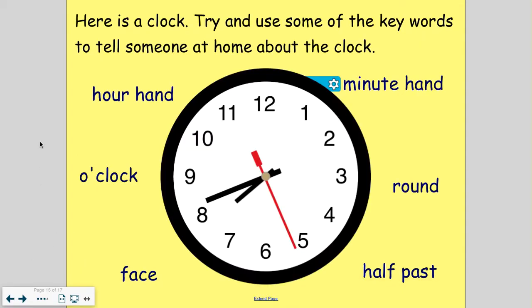On my screen, you can see a clock. I wonder if you can use some of the key words written around the clock to tell somebody what you know about it. Hour hand, o'clock, face, minute hand, round, and half past. Can you use some of those words to talk to somebody at home about everything you know about a clock? Pause the video to do this.